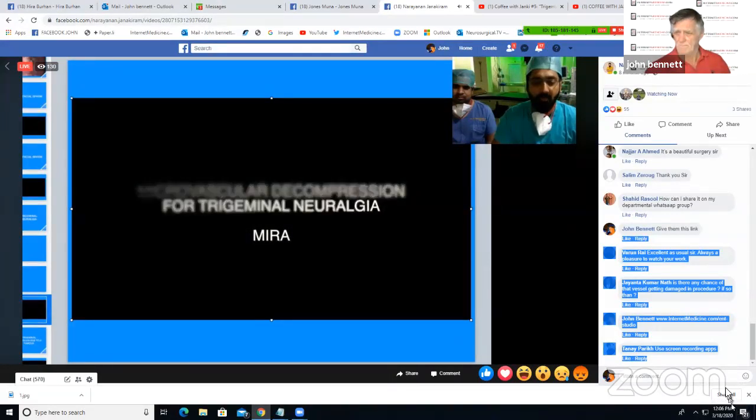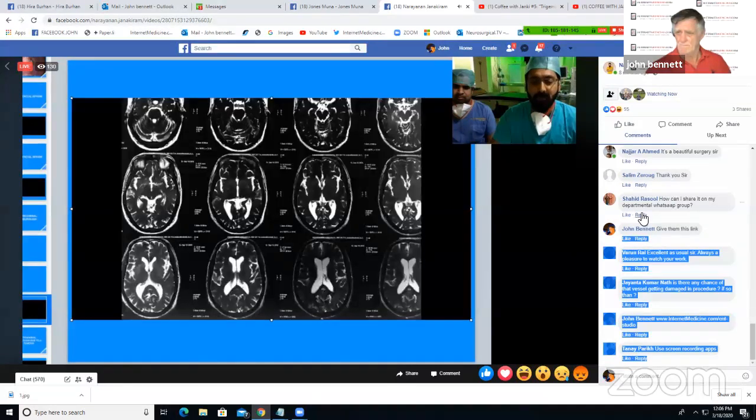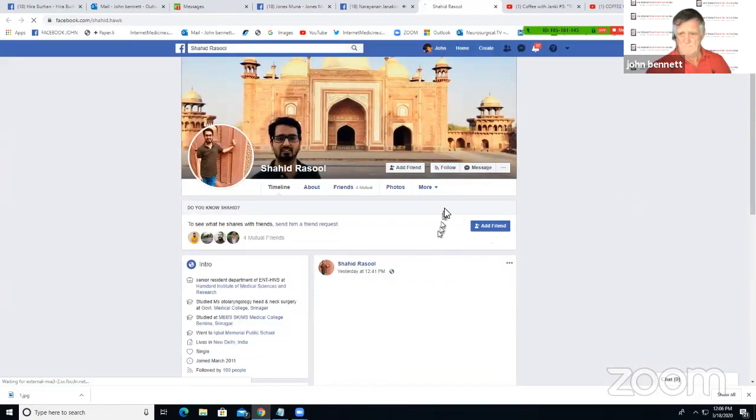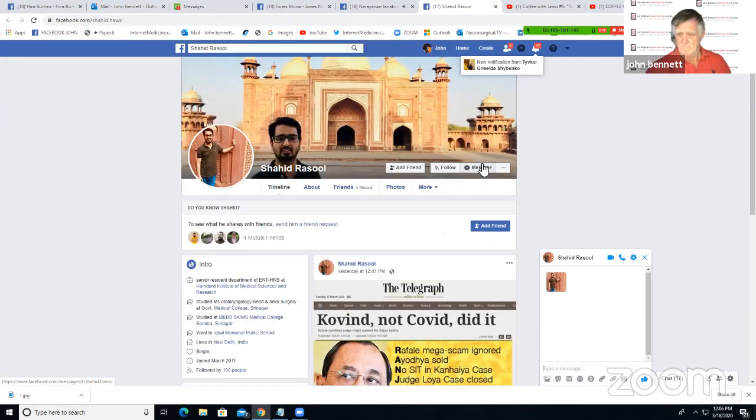So let us see the left superior cerebellar artery, the SCA, microvascular decompression of the trigeminal nerve. MIRA was done. You can see here, you can see the T2 Fiesta images. Always ask for a T2 Fiesta image. That's very important.